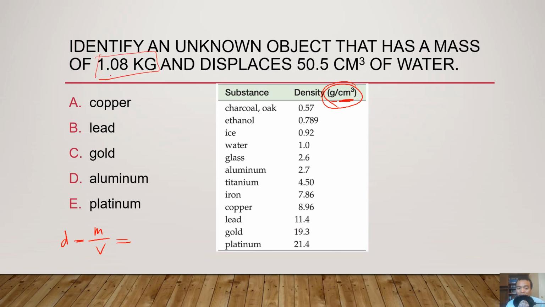1.08 kilograms to grams. It's 1.08 times 1,000, or 10 raised to 3 grams divided by the units over here. It says it's the same, so we don't need to convert that one. It's 0.5 centimeter cubed. So let's do this calculation. So it turns out it's 21.4 grams per centimeter cubed. So that is platinum, which is the correct answer.